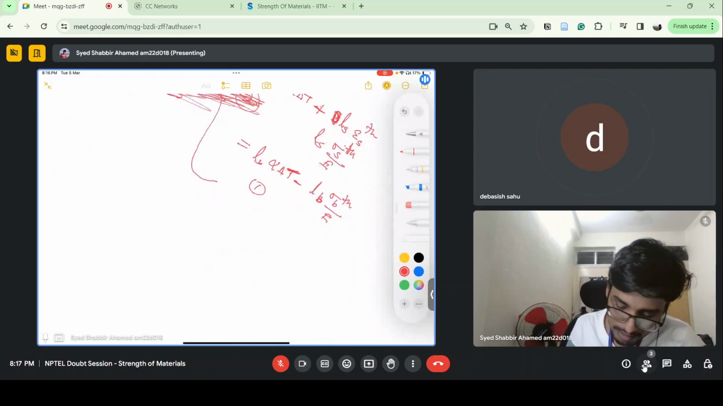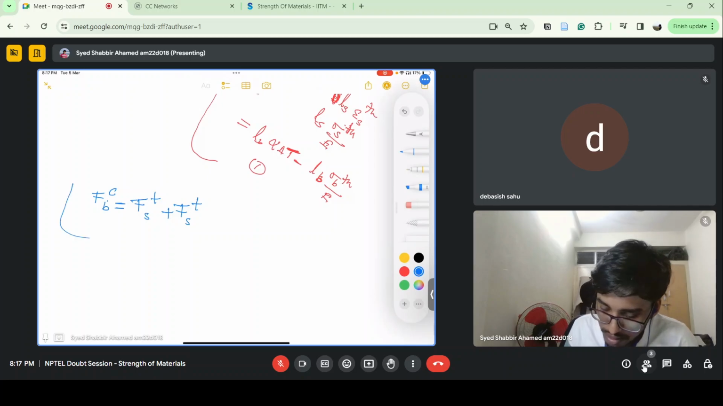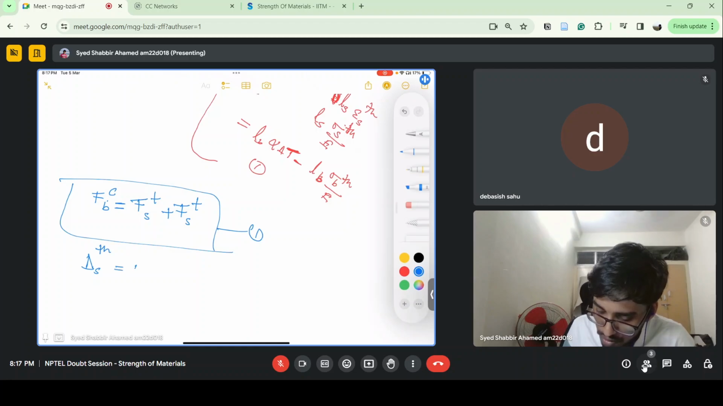Clear, sir. So I'll just write. First, the equilibrium condition: the compressive force in bronze should be equal to the tensile load in the first steel rod and the tensile load in the second steel rod. This is one equilibrium equation. And the next thing is we have to get the total expansion due to the thermal stress in steel, which is equal to the total thermal expansion in bronze.